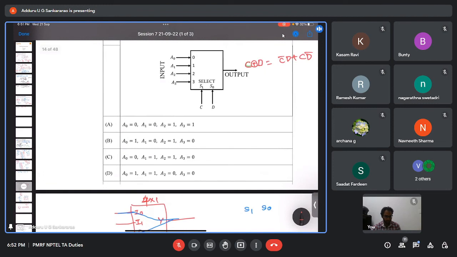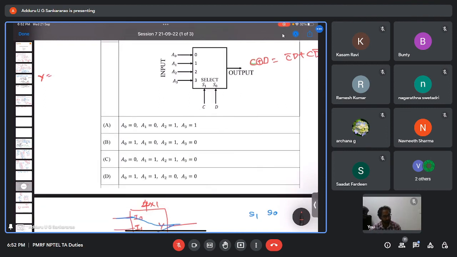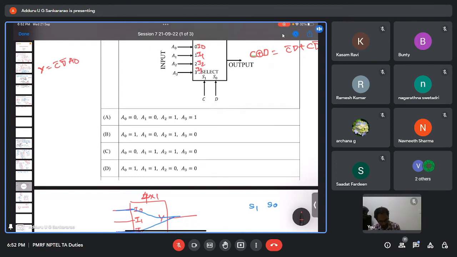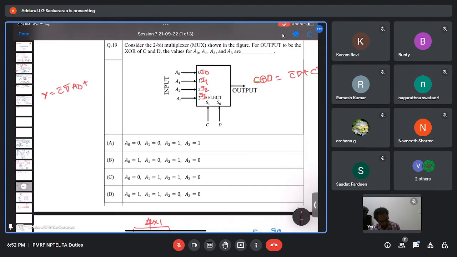Now we will go to our problem. Can somebody tell me what the output is here? Our output is M0 into the first line, that is C bar D bar into A0. Here 0 or I0, 1 or I1, 2 or I2, 3 or I3 are the same input lines. So M0 into A0 is C bar D bar into A0, and M1 into A1 is C bar D into A1, plus M2, C D bar into A2, plus C D into A3. This is the output here.